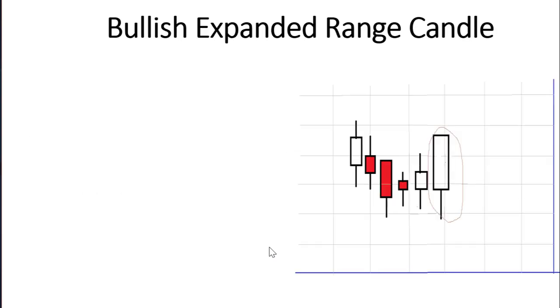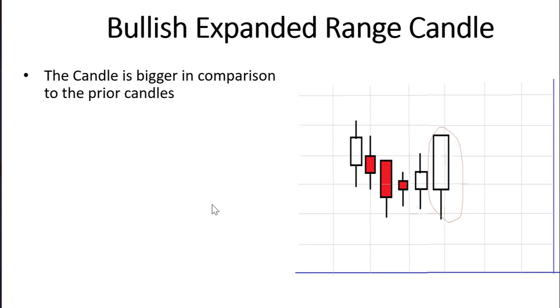Bullish expanded range candle. Like in the earlier example, let's say there was selling pressure as indicated by the three red candles. Unlike the earlier scenario, here buyers are more aggressive, which is indicated by this circled candle. As you can see, this one is bigger than the earlier candles. This also indicates the buying pressure being high and a huge potential for the price action to grow further.